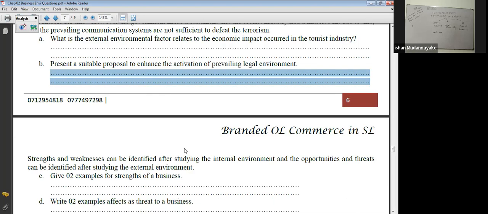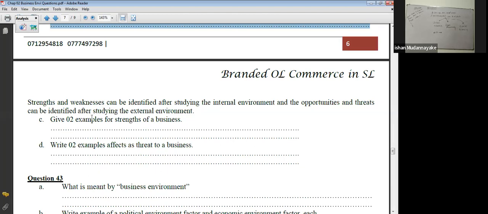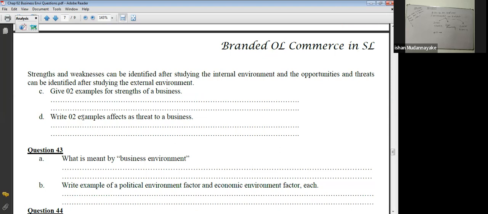Right. Then next one, part C and part D of question number 42. Strengths and weaknesses can be identified after studying the internal environment, and opportunities and threats can be identified after studying the external environment. Give two examples for strength of a business. Please write down.